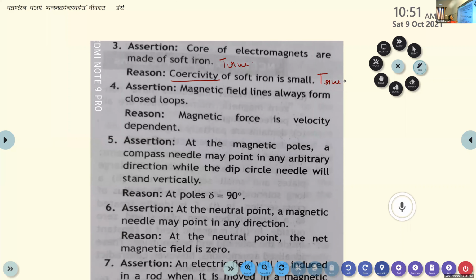Why? Because we know that electromagnets... What do you mean by electromagnets? We already studied electromagnets in lower classes. What do you mean by electromagnets? Does its magnetism last for long? Yes, Michael. What is your idea about electromagnets? What have you heard about electromagnets?